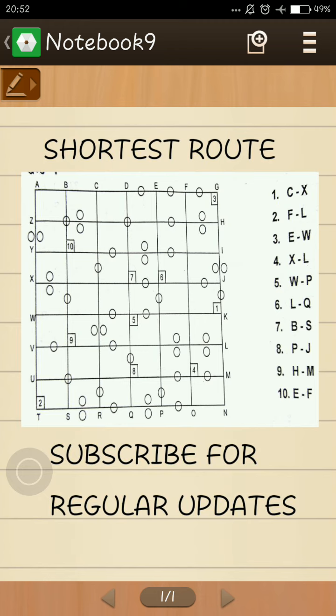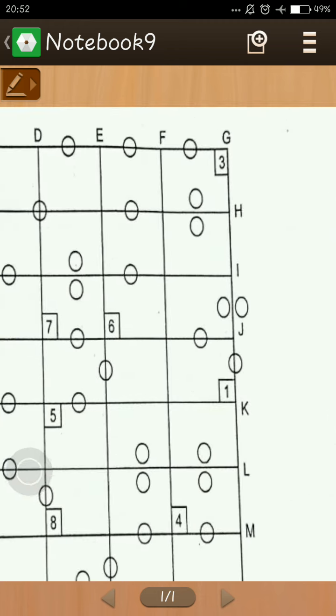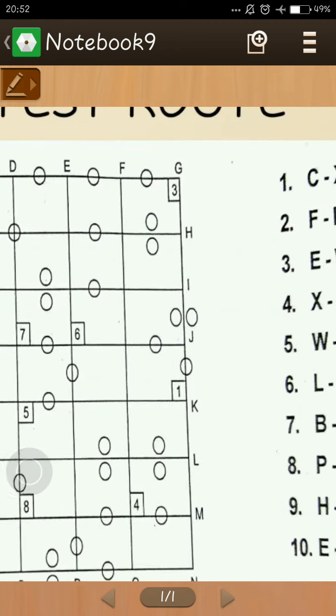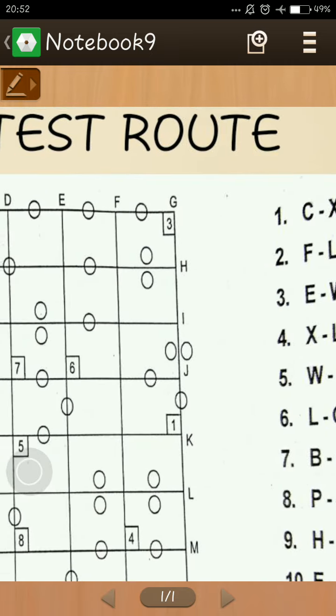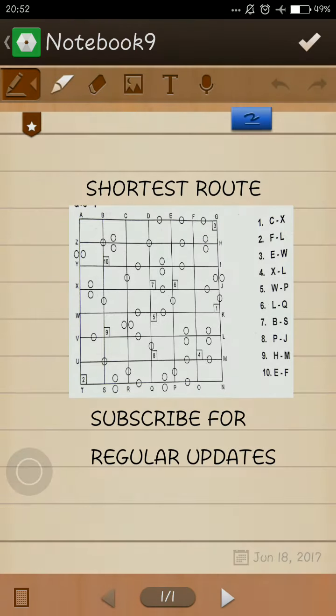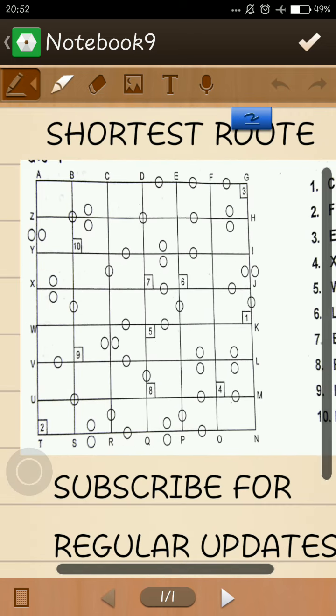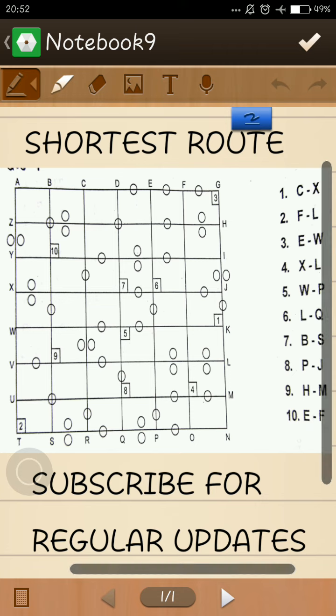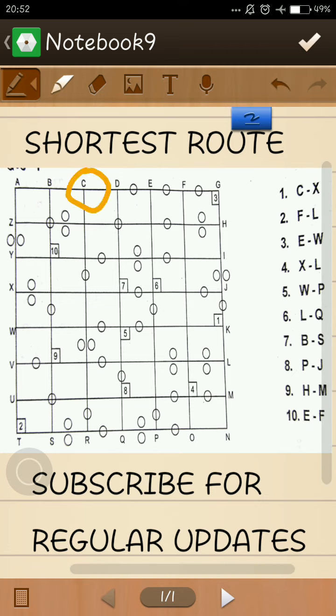So, friends, the first question is, find the shortest route between C and X. So first of all, find the 2 points C and X. This is C and this is X. Okay, and now I have various methods to find the shortest route.